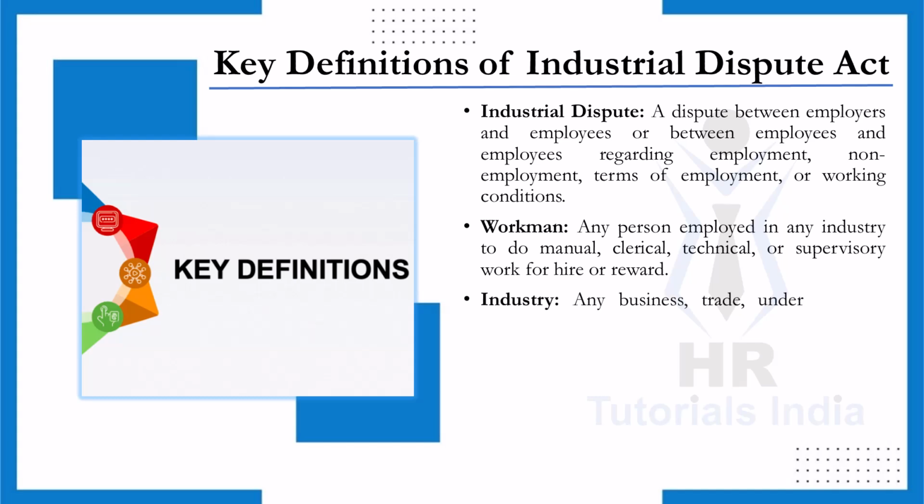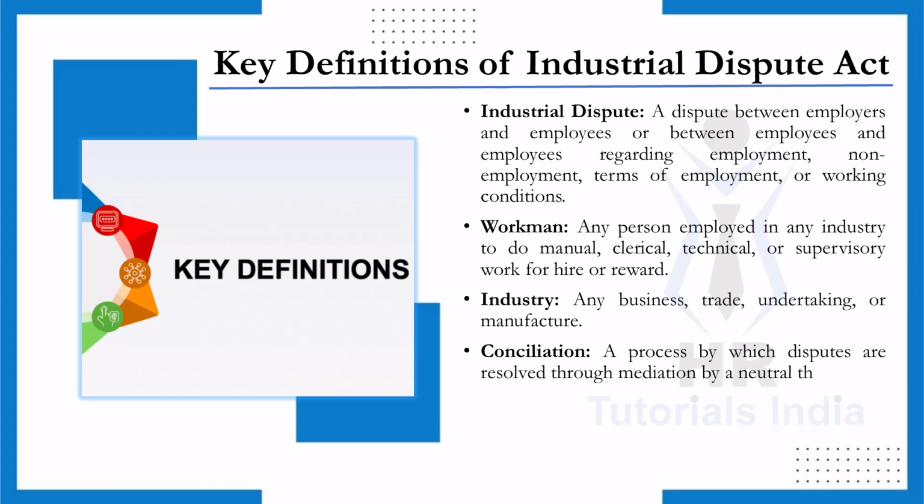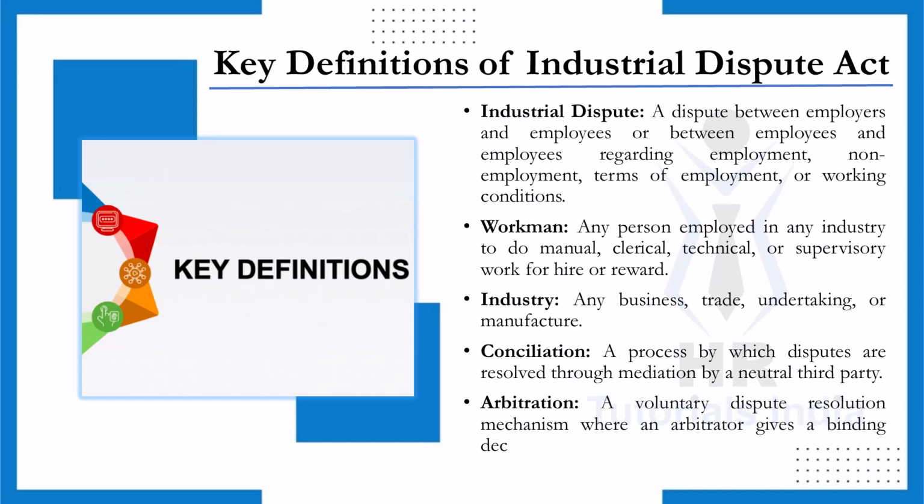An industry, as per the Act, encompasses businesses, trades, undertakings, or manufacturing activities. This definition is expansive, covering a wide range of establishments where employers and employees collaborate. Conciliation is a dispute resolution process facilitated by a neutral third party, typically a conciliation officer who mediates to help parties reach an amicable settlement. It is a key mechanism in preventing disputes from escalating. Lastly, arbitration is a voluntary process where conflicting parties agree to refer their dispute to a neutral arbitrator whose decision is binding. This approach offers a quicker resolution compared to traditional legal proceedings, promoting industrial harmony.